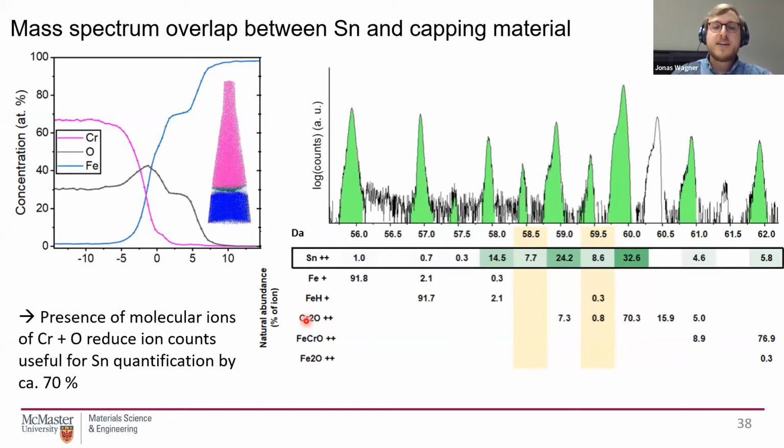There are two molecular ions, Cr2O in a 2+ charge state, as well as FeCrO in the 2+ charge state, which were lying directly inside my mass spectrum range that is covered by tin. So by having those molecular ions, the amount of ion counts I could use to quantify my tin were reduced by 70%. So basically, I had, of course, the overlap with iron, which I could not resolve. It's just a part of my system. So in the end, I could base my analysis only on 2 peaks with only a fraction of the counts. So that was not optimal, as you can imagine.